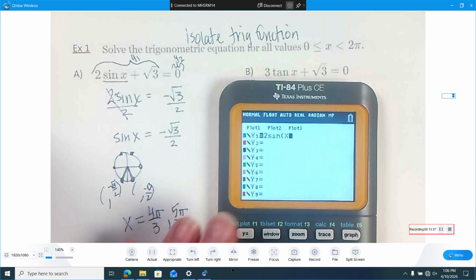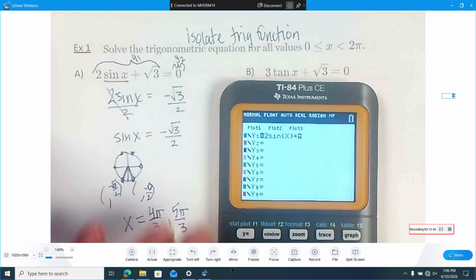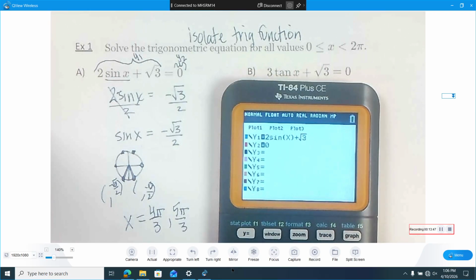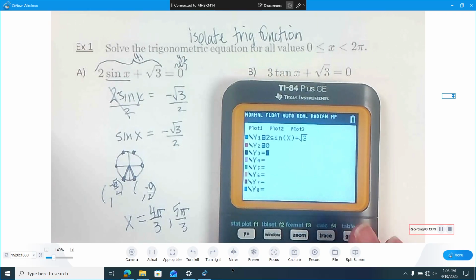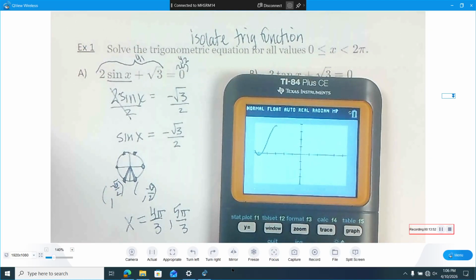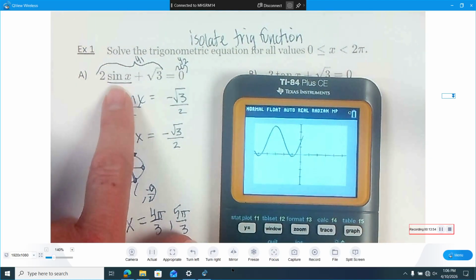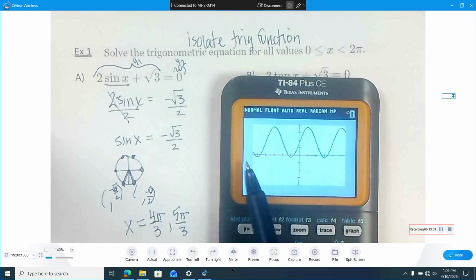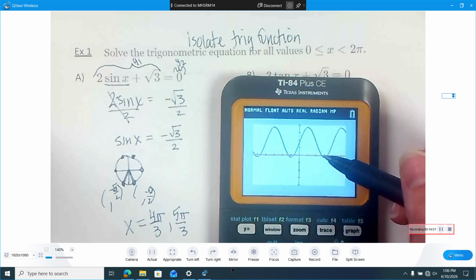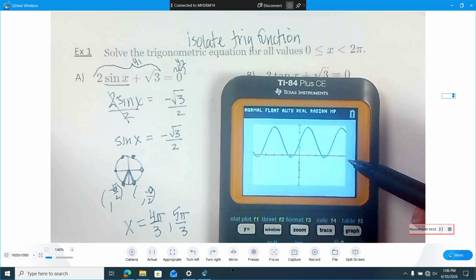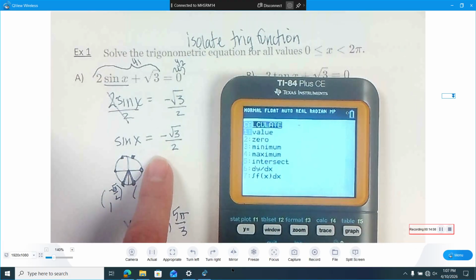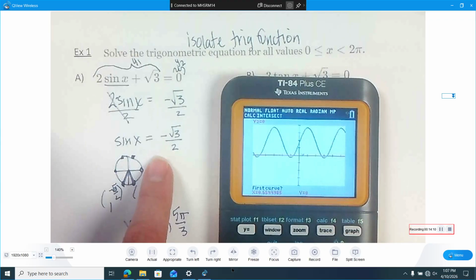So 2 sine of x plus radical 3 in one side, and I am going to put the 0 in the other because calculating the intersection is like the easiest, fastest way. And then I'm going to graph it. And so here's our sine curve, shifted up a little bit with an amplitude of 2, and where it intersects at 0, and so I'm interested in these 2 points between 0 and 2 pi. And so I'm going to go ahead and calculate that intersection, and I'm just going to move Tinkerbell.